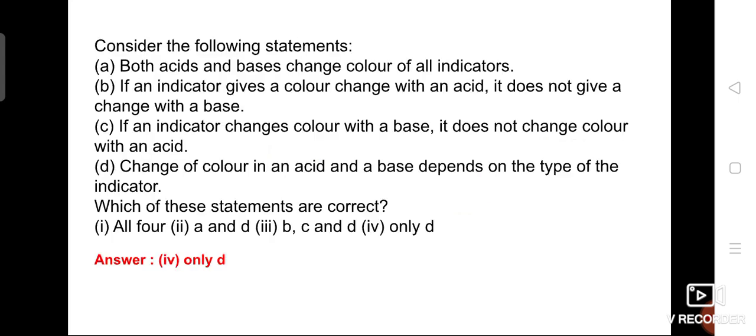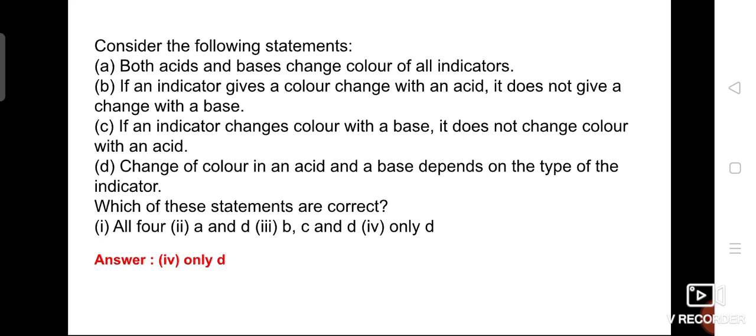Okay, last question. Consider the following statements. Both acids and bases change the color of all indicators. Is it true? Whether acids and bases change the color of the indicator? For example, take turmeric indicator and dip it in acid solution and base solution. Do acid and base change the color of all indicators? No, it won't change the color of all indicators. Only the portion dipped in acid alone will change.